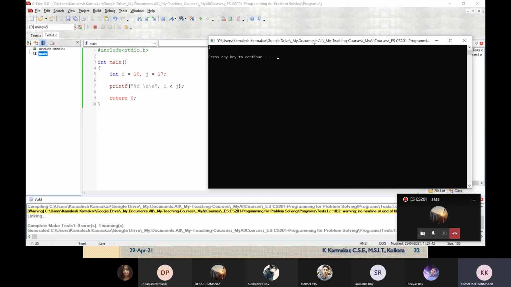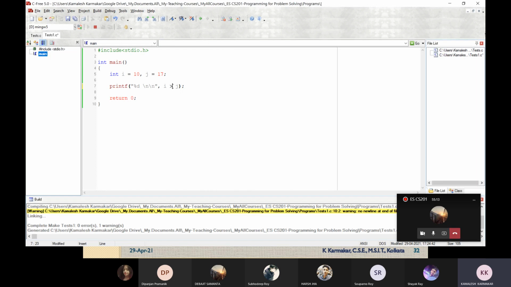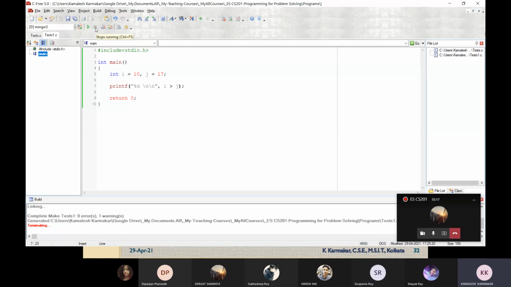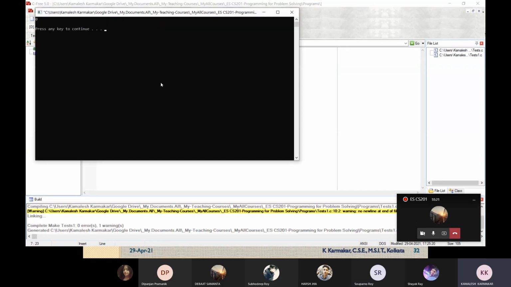Yes, sir. If the condition is true, it's a function call. So during the function call, we are passing the parameter i is less than j. If it's true, the value will be 1. If it's false, the value will be 0. So if I write i greater than j, that means it's false. 10 is not greater than 17, so now it will be 0. It's false.